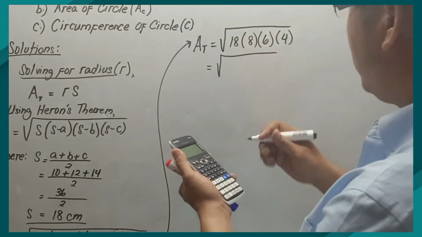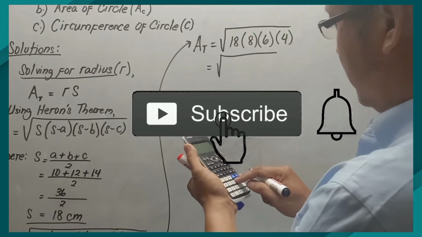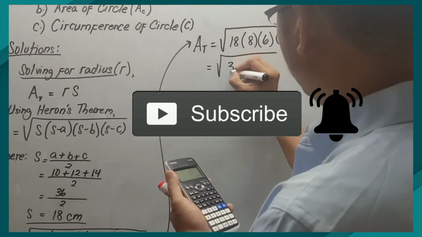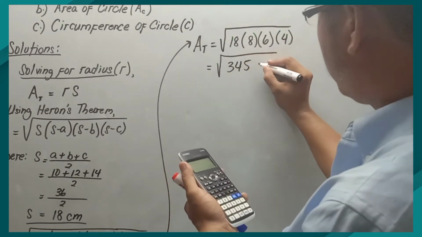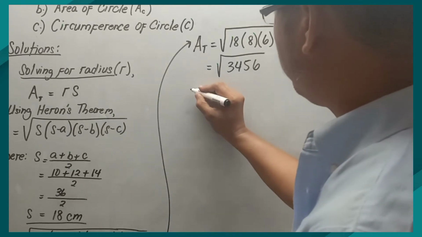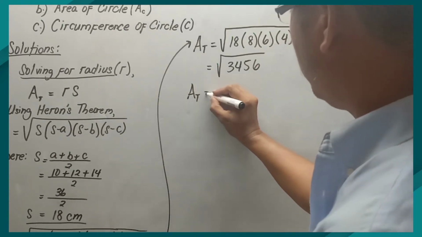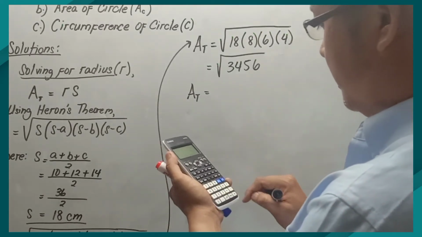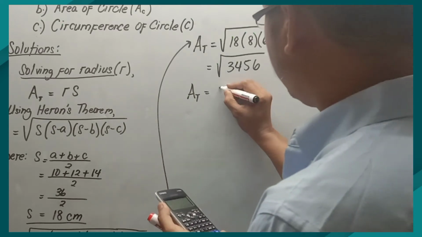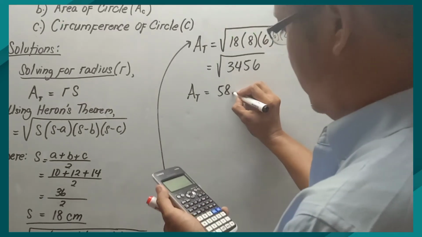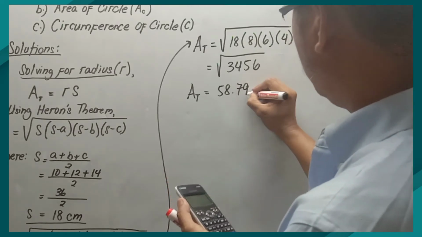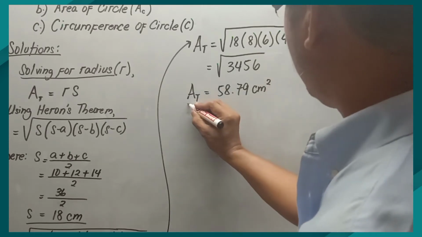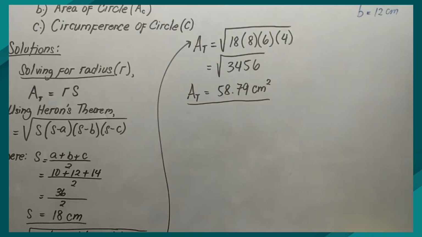Let me calculate, guys. 18 times 8 times 6 times 4 equals 3,456. Okay? Therefore, area of a triangle is equal to square root of 3,456. How much? 58.79. The unit is square centimeter. Okay? So this is the area of the triangle, guys.